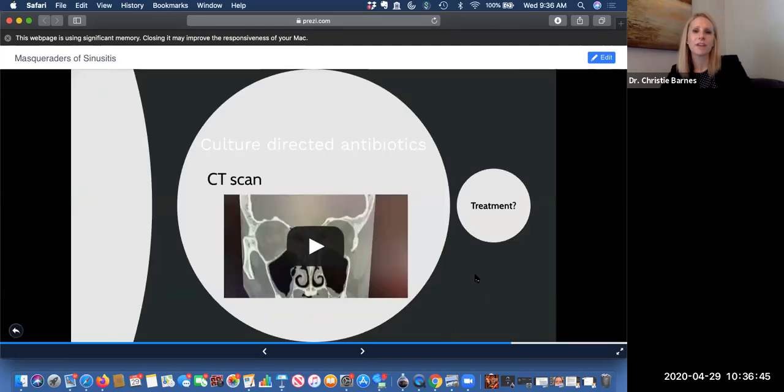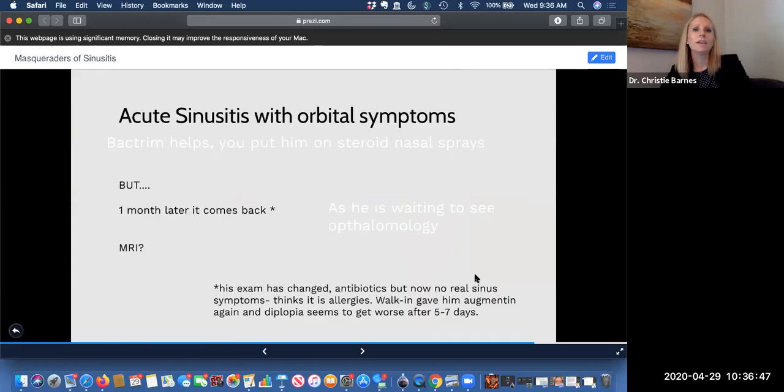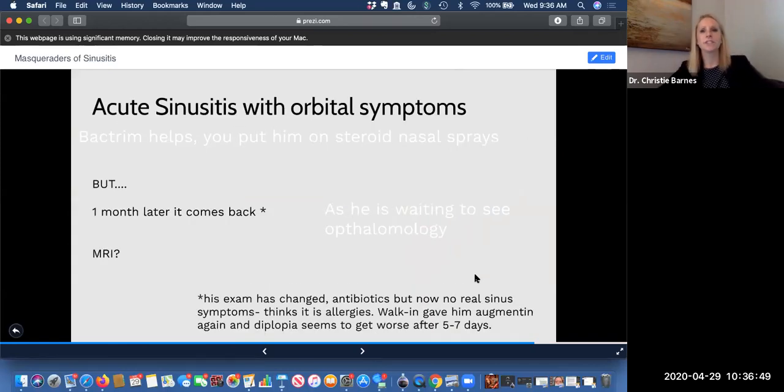And then you say, we should probably have you see an ophthalmologist. So while he's waiting for that, you put him on nasal steroid sprays and saline irrigations, and he has to get an ophthalmology appointment, but he comes back a month later with double vision. This time not as much with sinus symptoms, but he went to a walk-in and they gave him Augmentin again with his history. And the diplopia is actually seeming to get worse after 5 to 7 days.